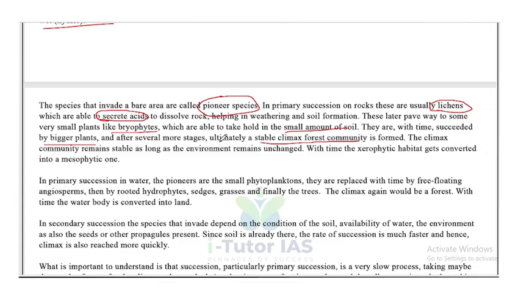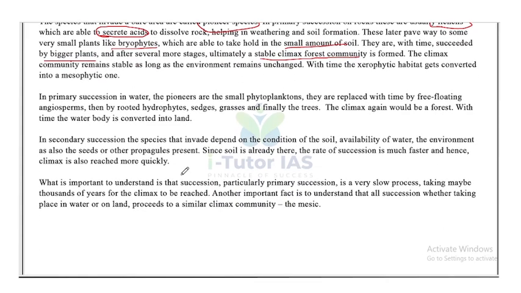And when some soil is formed, small plants like bryophytes will come and it will again act and lead to more soil formation with time. Then bigger plants will come and several stages will pass and more species will be added, and in the end we will get a stable forest community. And this stable forest community will remain stable as long as the environment remains unchanged. And with time, the xerophytic bare rock area will be converted into a mesophytic condition.